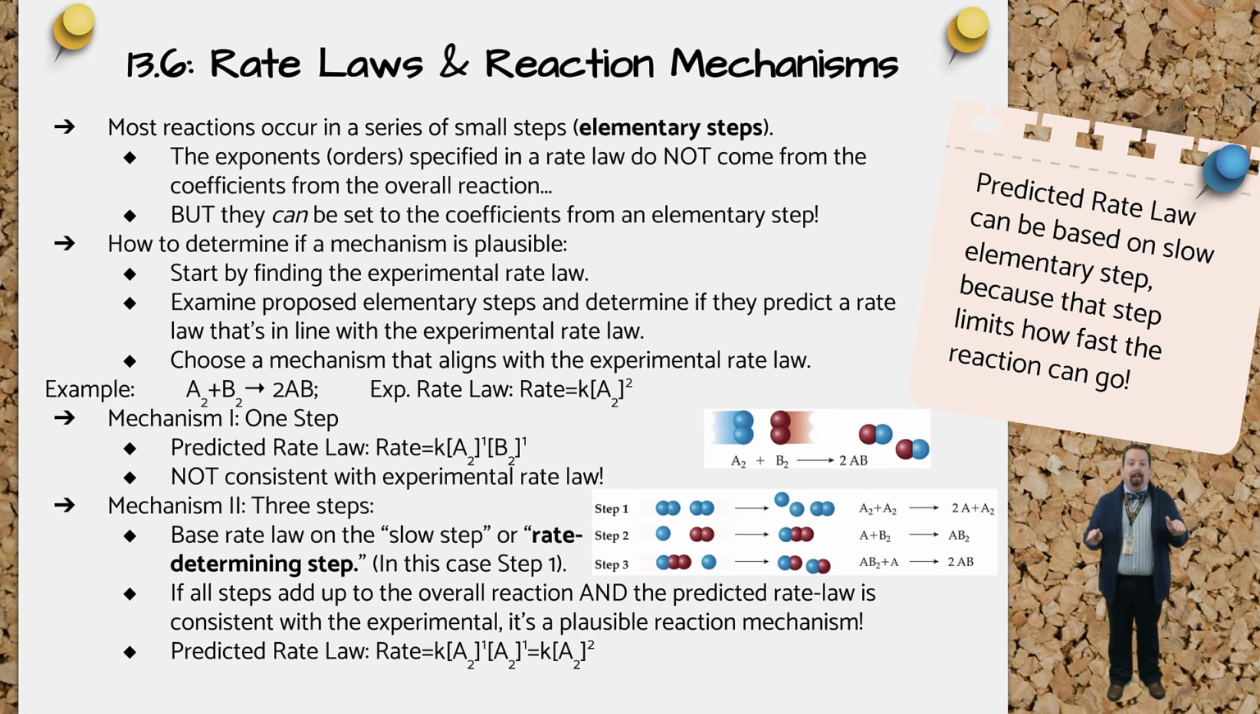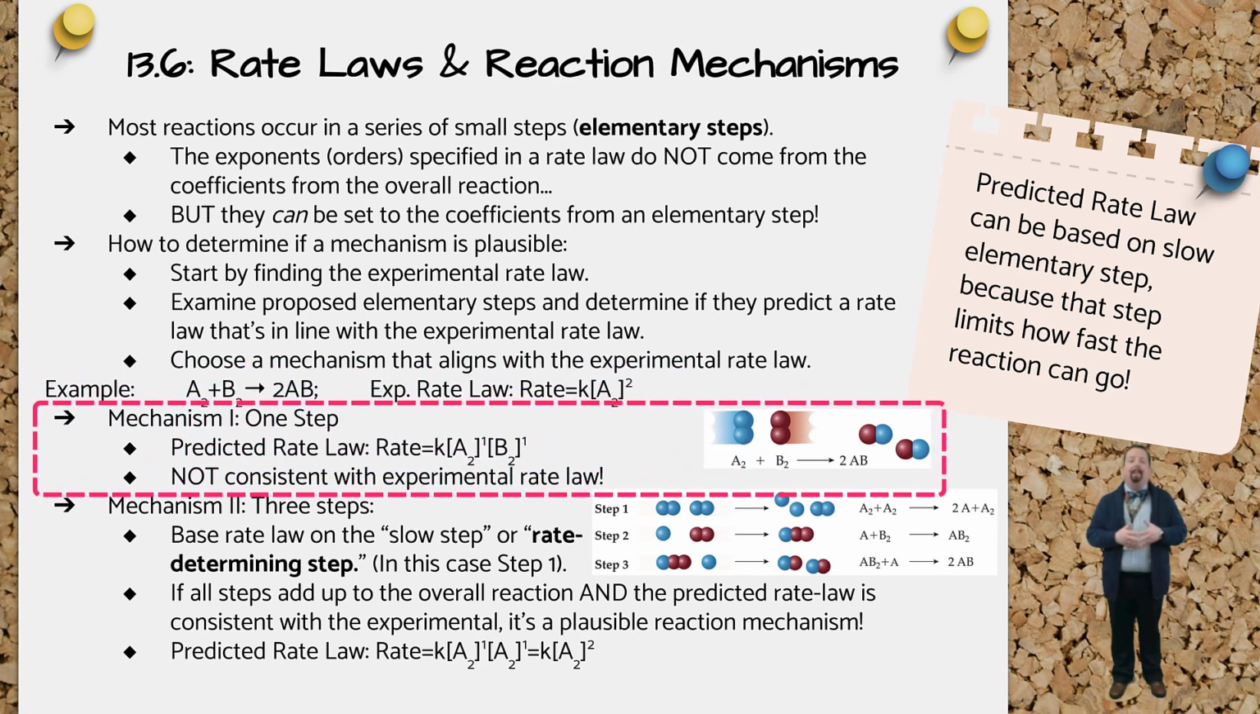This is a must. For example, if I had the reaction A2 plus B2 gives me 2AB, and I determine that the experimental rate law is equal to k times the concentration of A2 squared, what possible mechanisms could I have? If I assumed that this happens in one step, just as the overall equation is written, I would predict a rate law of rate equals k times the concentration of A2 times the concentration of B2. To predict that rate law, all we do is write each reactant in brackets and then use each one's coefficient as the exponent for it. This predicted rate law is not consistent with our experimental rate law, so it's not a possible mechanism.